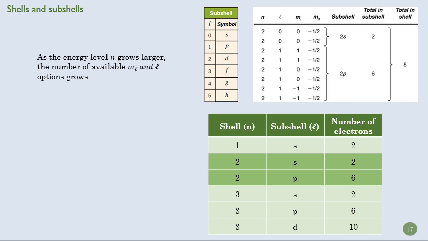As we saw before, as the energy level n grows, the number of available ml and l options grow, right? So we looked at this before. What this means is that, for instance, if my n is 4, then I have 4 possible l's, right? It can be 0, 1, 2, or 3. If my n is 1, then the only l that is possible is 0. So let's look at, for instance, what can fit inside each energy level.